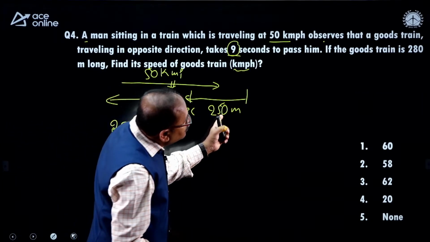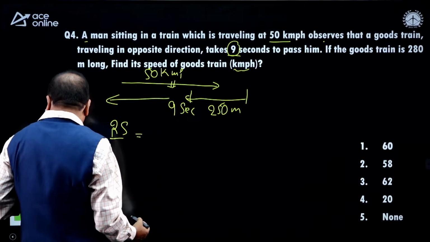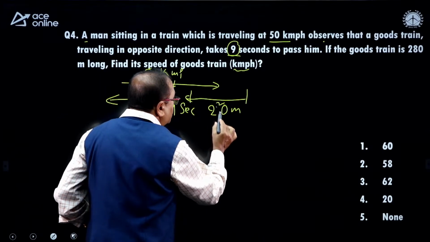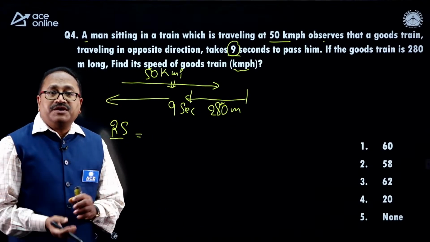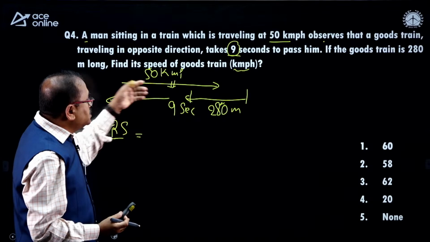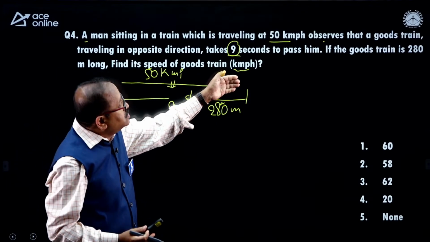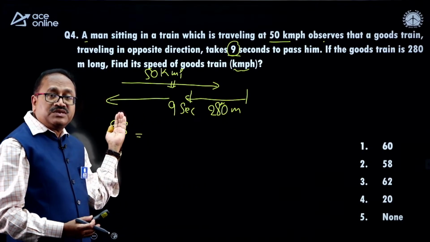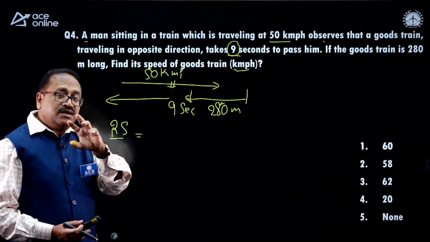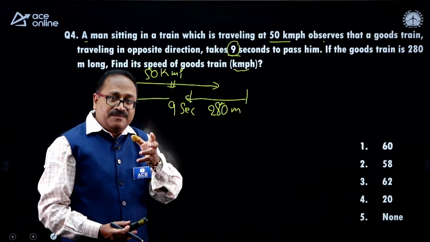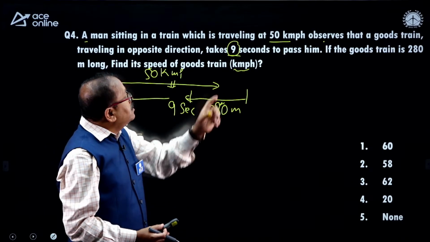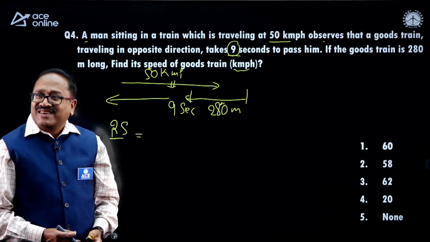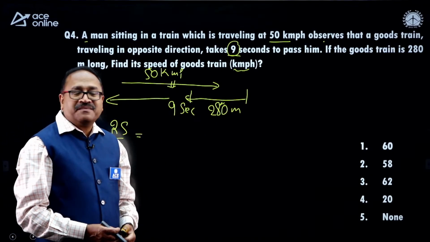250? No, it is 280. It is 280. So let me write down here, that's 280 meters. And the man sitting in the train, that train is moving with a speed of 50 kilometers per hour, and the goods train was coming from the opposite direction. So here the relative speed will be in the form of A plus B. And once I get A plus B, from there if I subtract A, I will get B. Come on, answer the question.